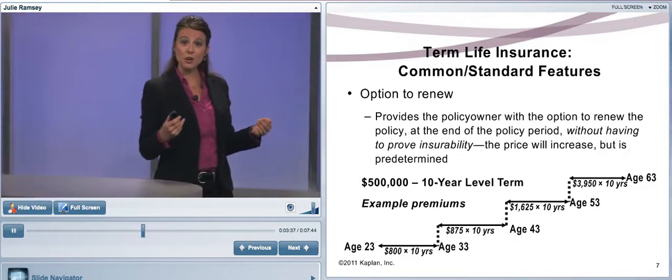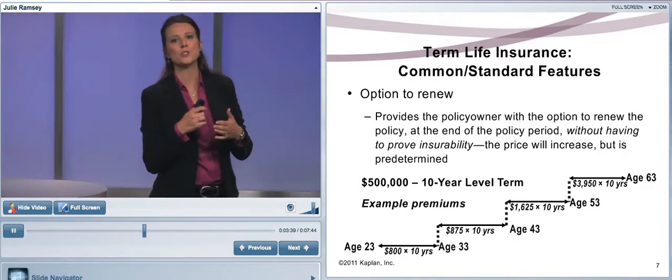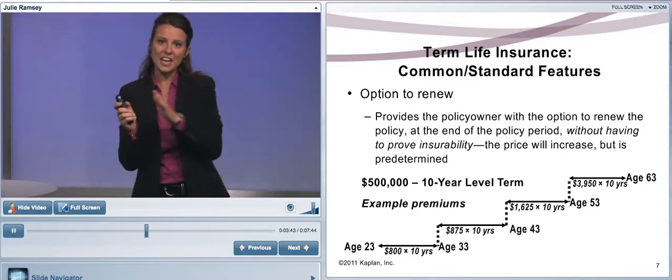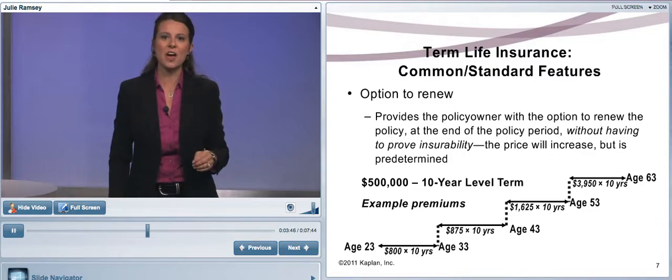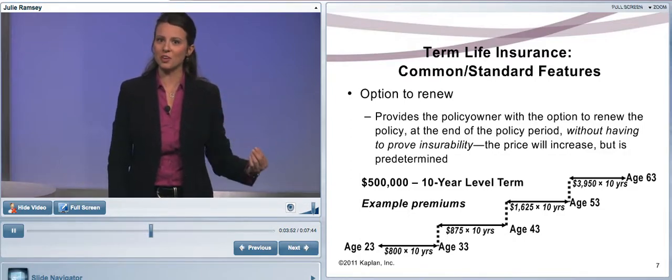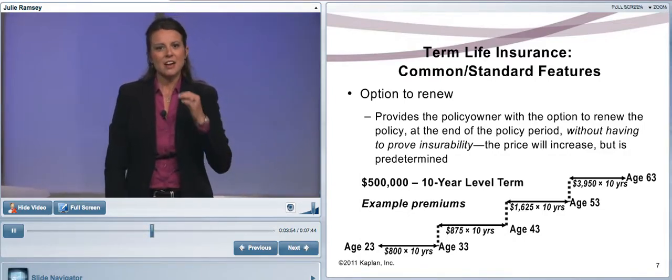One common feature of term insurance is renewable term. And it renews at the end of the term. And at the end of the term, there's no evidence of insurability, which means no medical questions. We don't care what your health is. We will renew the contract. Now, think about that.